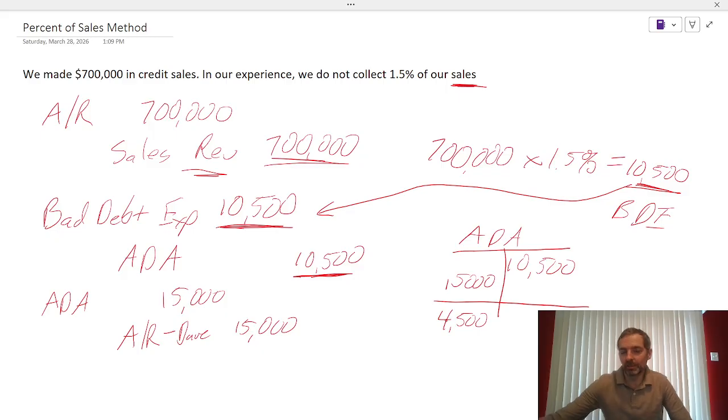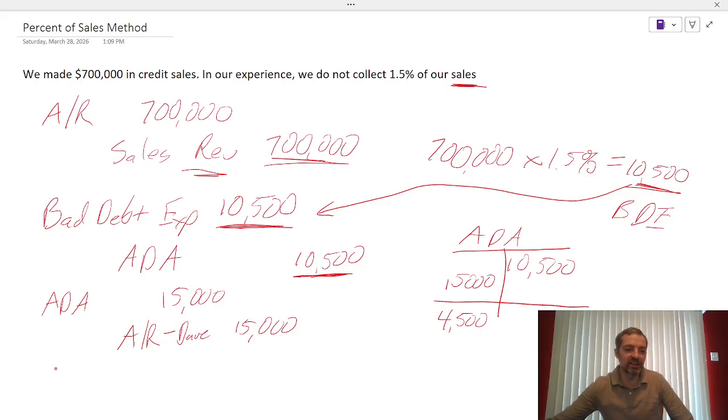Now, a debit balance in the allowance doesn't make a whole lot of sense because that would be like a negative contra account, which doesn't make any sense at all. So now usually this would be fixed at year end.